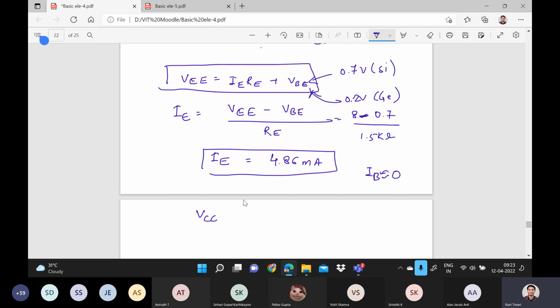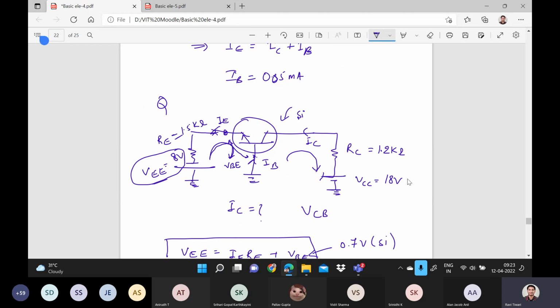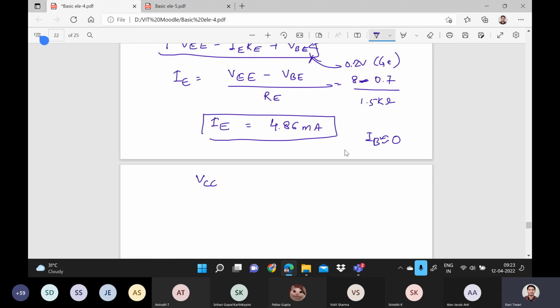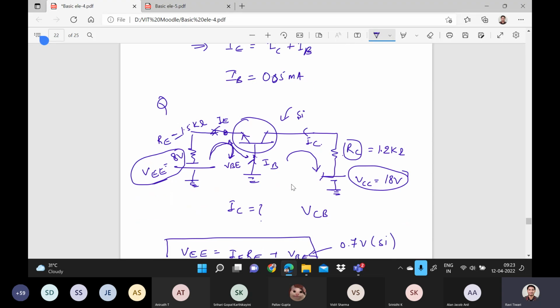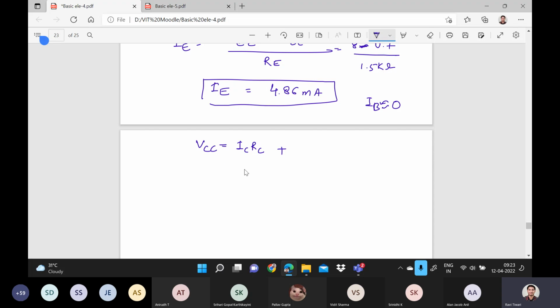VCC is the supply that we are providing. Here the current is IC, and across the resistor it is RC. So it equals IC into RC plus, again there will be a voltage drop across this base and collector. Okay, so this voltage will be called VCB.